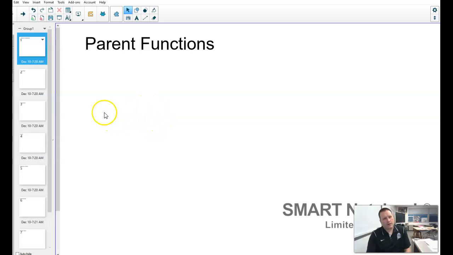All right, here we go. We're talking about parent functions today, and what parent functions are. So, just a quick definition of what a parent function is.